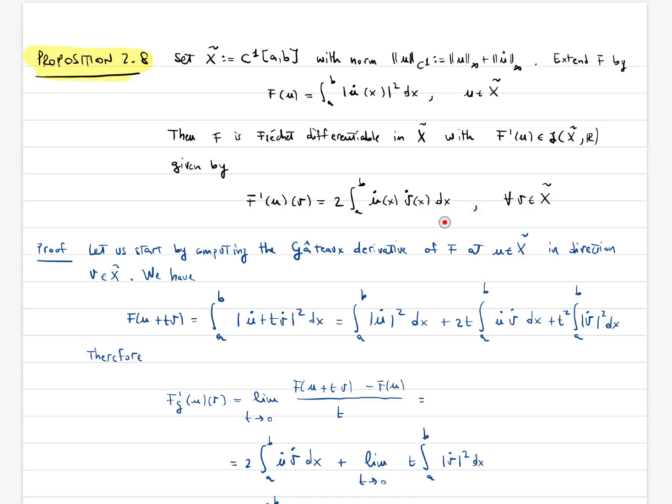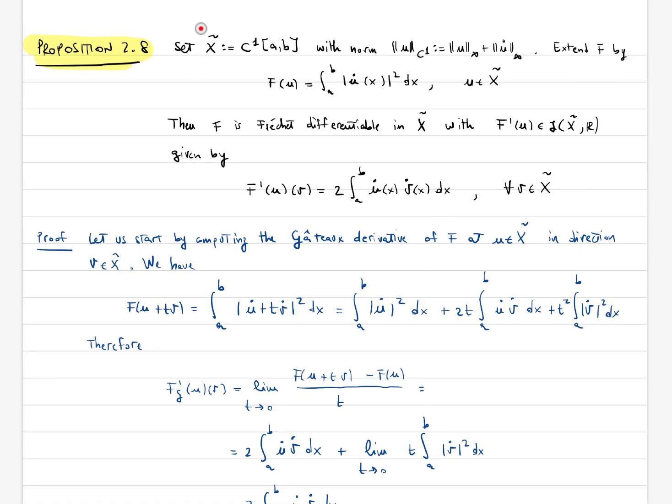And the proposition is this one, proposition 2.8. Let's call X tilde the set C1([a,b]), so continuously differentiable functions on the interval [a,b]. This is larger than the space X, because in the space X we were enforcing boundary conditions. Here we don't need to, we just take the larger space C1, and this is normed with the C1 norm, which is just the supremum norm of u plus the supremum norm of its derivative. And of course, F can be defined over the whole set X tilde. We previously defined it only on X, but clearly we can just define it like this.